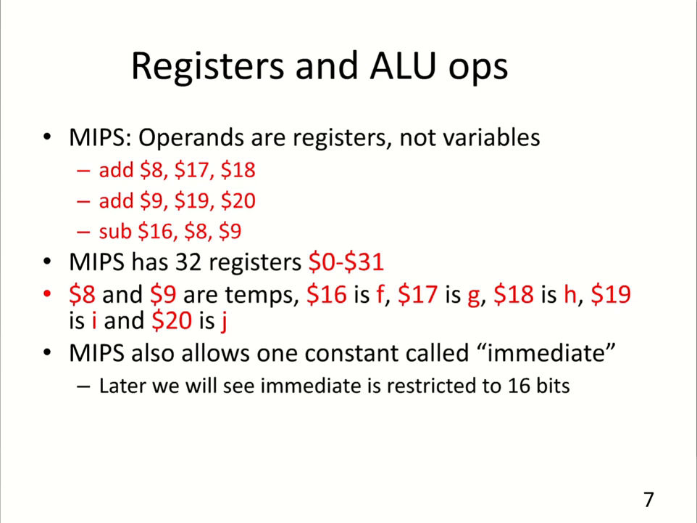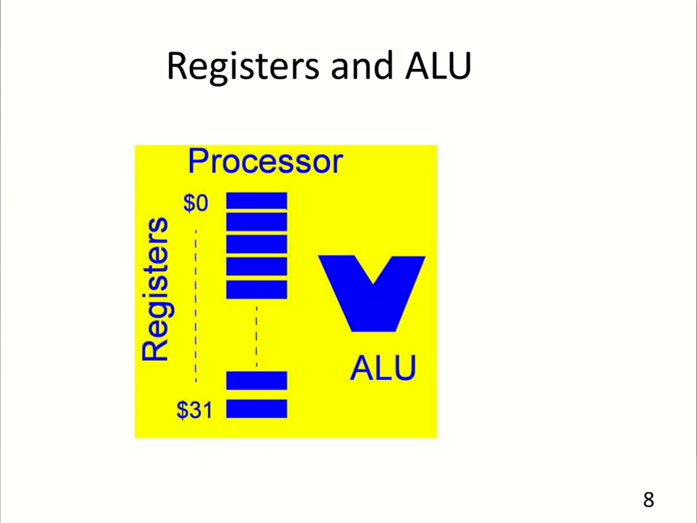MIPS also allows you to provide constant values as operands. These are called immediate values. We'll later see that because of the way the instructions are laid out in memory, this immediate value is going to be restricted to a maximum range or maximum precision of 16 bits. Pictorially, we can see that in the hardware, once we eventually design it, the arithmetic logic unit and the registers are going to be grouped close together so that we can quickly route register values to the ALU and quickly route the results of the ALU computation back to the register file.